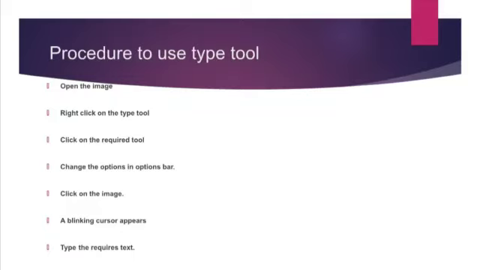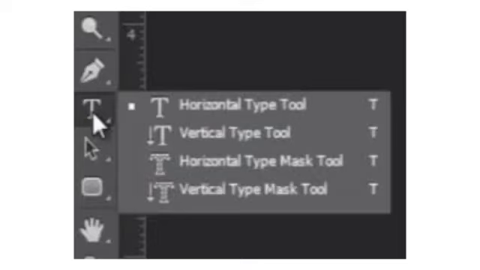Then the procedure to use the type tool is: open the image and right click on the type tool group. Then we can click the required tool in the options bar. Click on the image. Then a blinking cursor will appear. Type the required text in the box. Automatically the typed text will be applied to the image. So this is the usage of type tool.